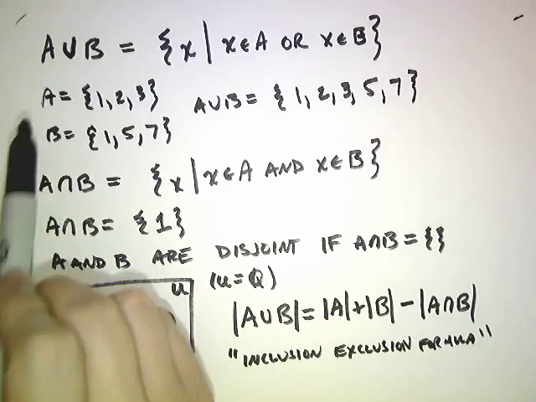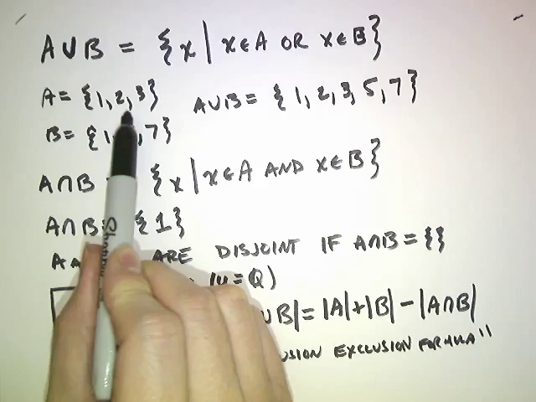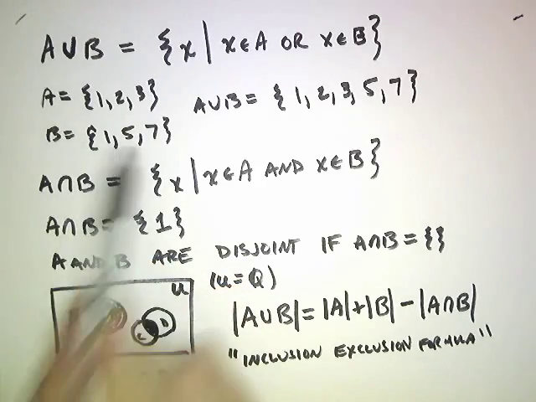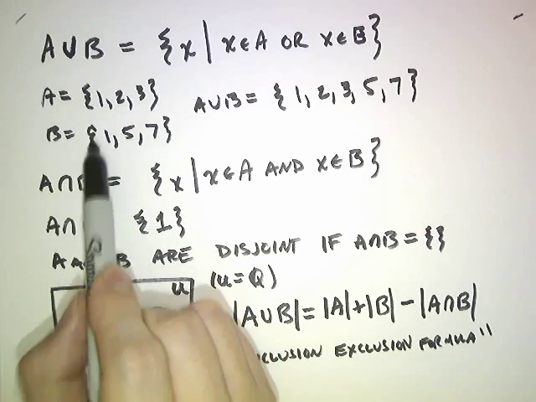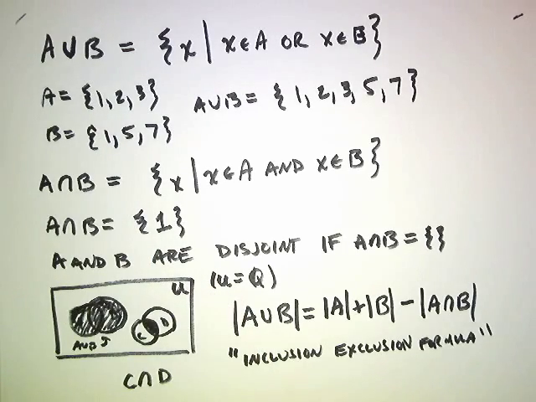It makes sense though. So, here we have A, it's 3 elements, and B is 3 elements, but A union B is only 5 elements because we only count this element 1 here once. We don't want to count it twice. So the size of A union B is the size of A plus the size of B, 3 plus 3 is 6, minus the size of their intersection, which is 1 here. So 5 equals 3 plus 3 minus 1.